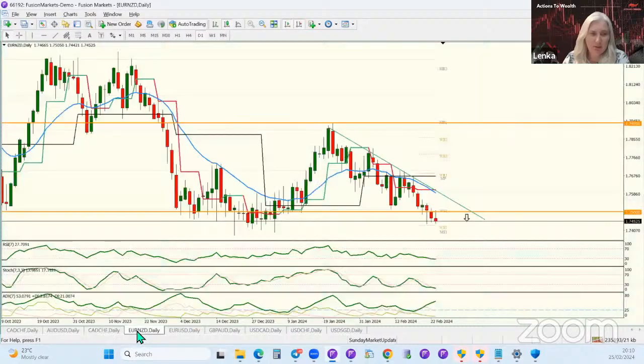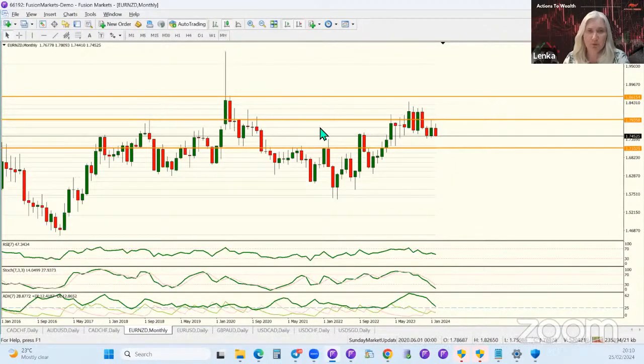Next currency pair is Euro New Zealand. And on Euro New Zealand, I'm looking potentially for short opportunities. At the moment, we're in this range here, and we're at the top of the range. So looking for some downside there.